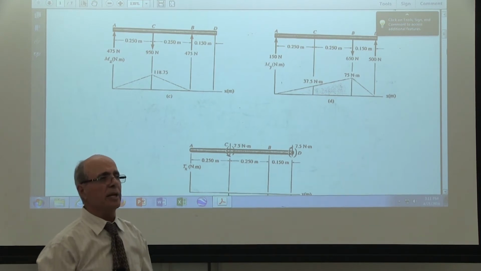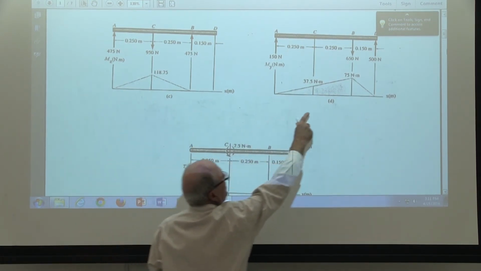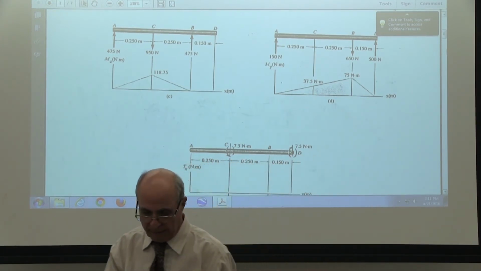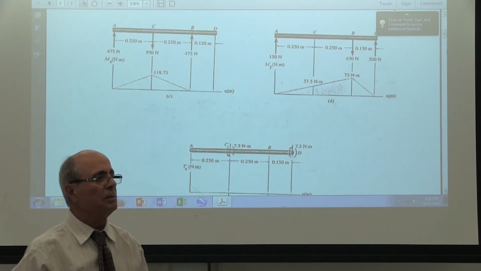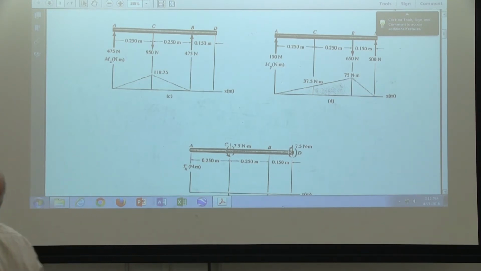Is that correct or not? Yes? We are looking only between C to B because that's where our torque is. Is that correct? The torque is a constant of how much? 7.5 Newton meter. So all I need is the maximum M. So this is what I'm saying you are supposed to do.